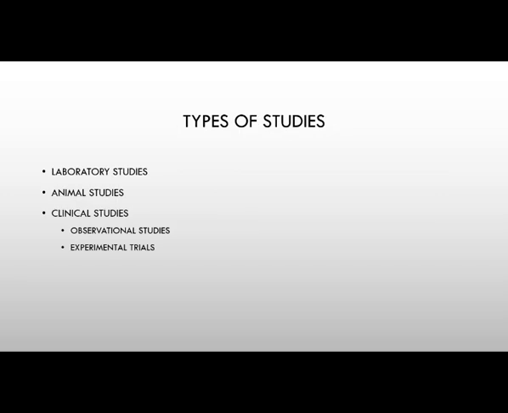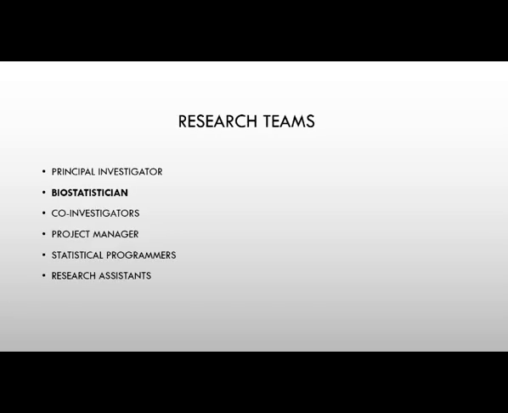What are the different types of studies? We've got laboratory studies, animal studies, clinical studies, experimental trials, and observational studies. Research teams will consist of the principal investigator, a biostatistician, co-investigators, project manager, statistical programmers, and research assistants. They don't always consist of all of those people, but it can.